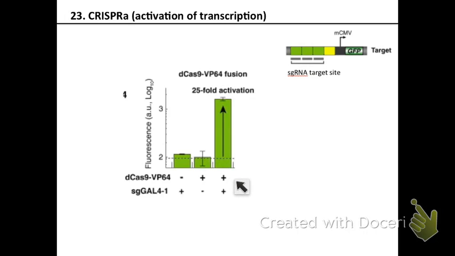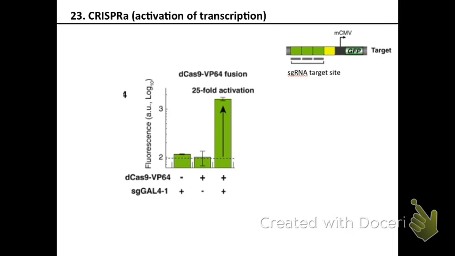Now, when you transfect the cells with both the sgRNA and the dCas9 fused to the activation domain, this is going to be able to bind to these sites and activate transcription, and that's exactly what you see. You achieve 25-fold more GFP expression when you do that, right? So then you can modulate the expression of the gene by targeting the dCas9 fused to the activation domain. Is that clear to everyone?